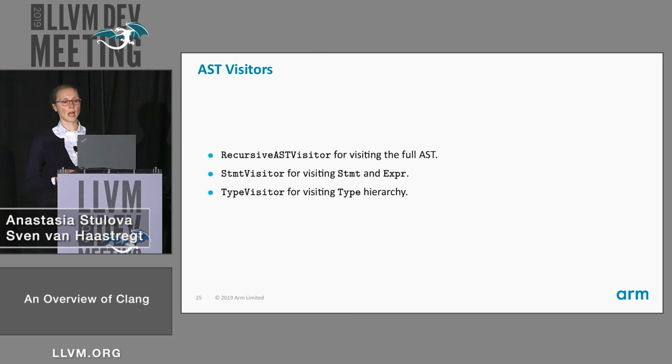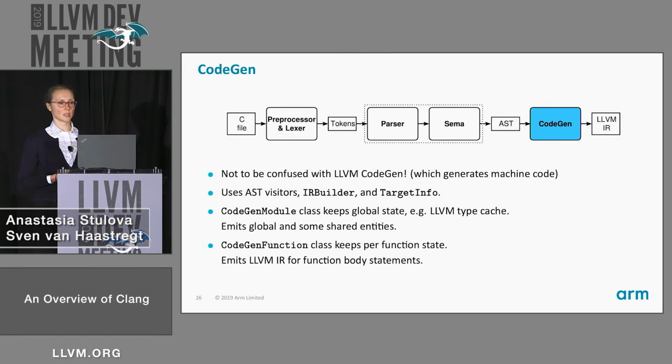There are 3 types of visitors that are widely used. For example, recursive AST visitor allows you to visit the full AST. Statement visitor is used for statement or expression visiting, and then we have type visitor for types. I'm going to talk a little bit more about visitors, showing it on the example of CodeGen. I'm going to pause for now and switch to CodeGen.